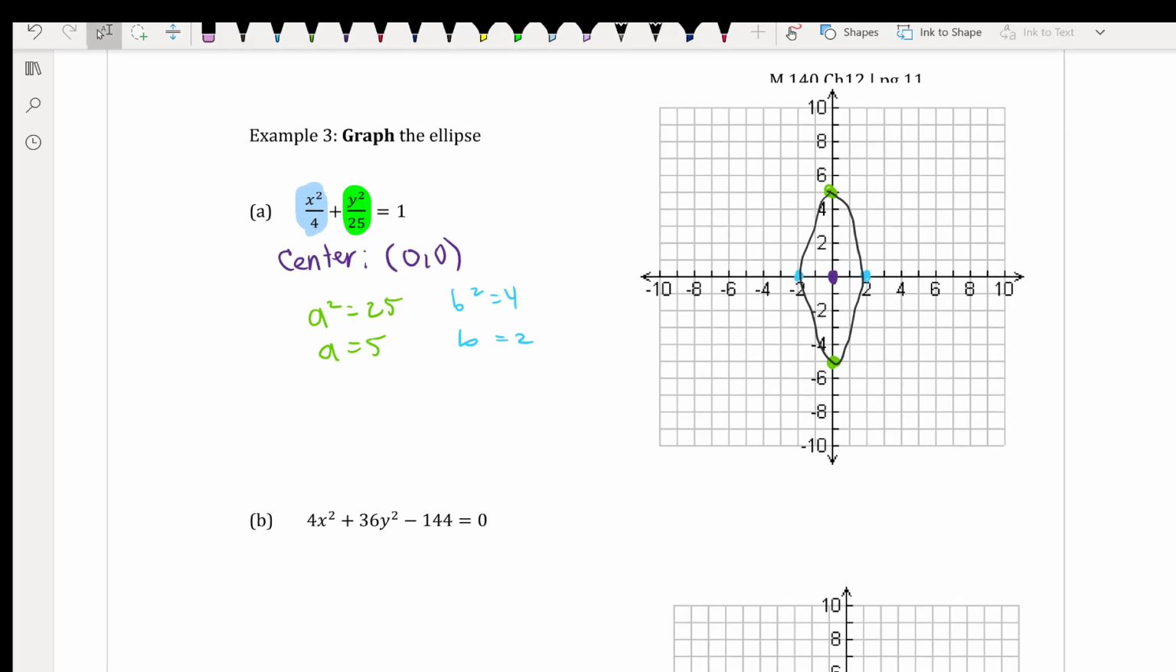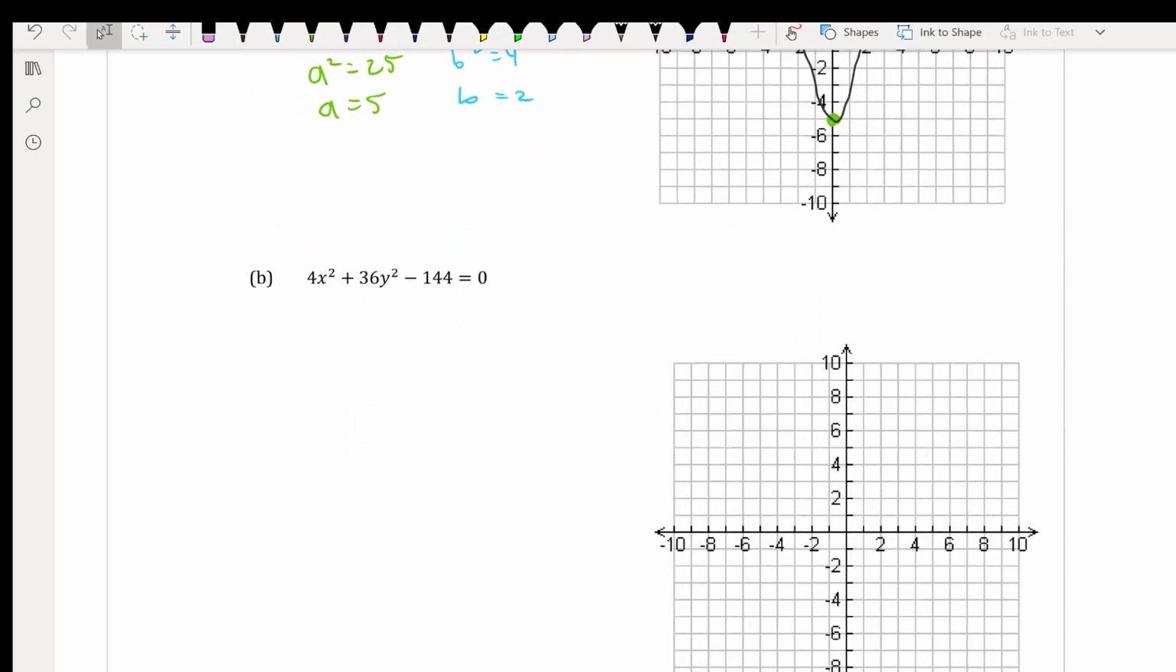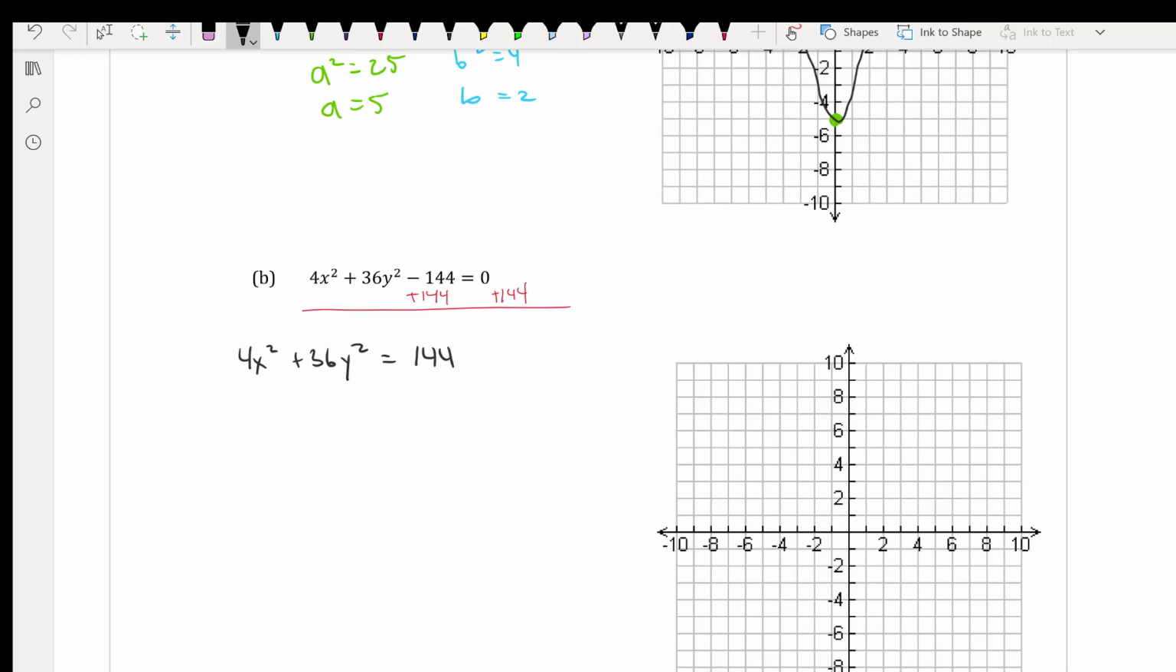So that's what it is when it's given to you. The equation is given nicely to you. When the equation is not given nicely to you, you just have to do a little bit more work, but it's still doable. So I'm going to add 144 to both sides. So then I'm going to have a 4x squared plus a 36y squared is equal to 144. Remember that your goal is to always get it equal to 1. So that means I'm going to divide by 144 everything.